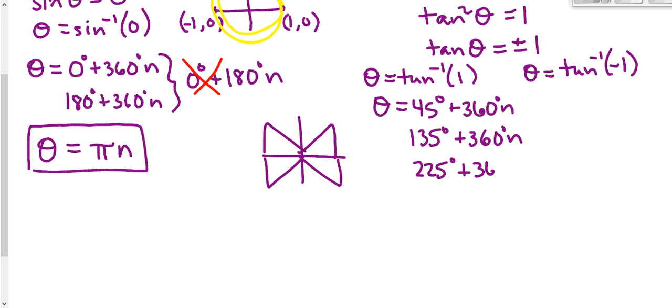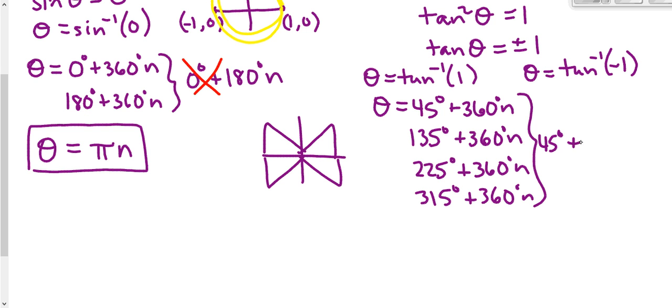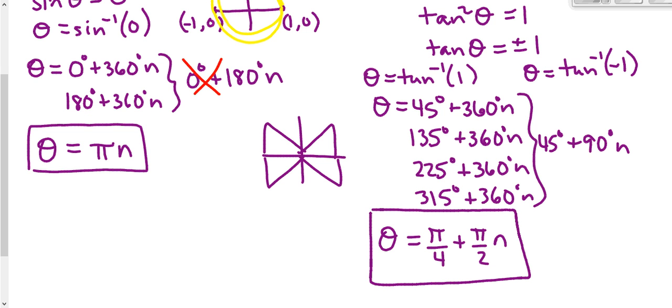We have 4 answers that are all how far apart to get from one to the next? They're all equidistant. They're all 90 degrees apart. So we can consolidate this into 45 degrees plus 90 degrees times n. And then in radians, we have 45 is pi over 4 plus, and then 90 is pi over 2. So pi over 4 plus pi over 2 times n would be the radian description of those answers, and we have the other answers from the first part of the problem.